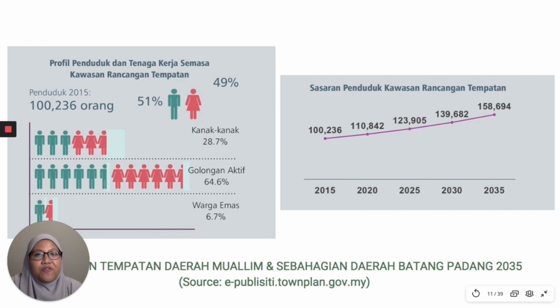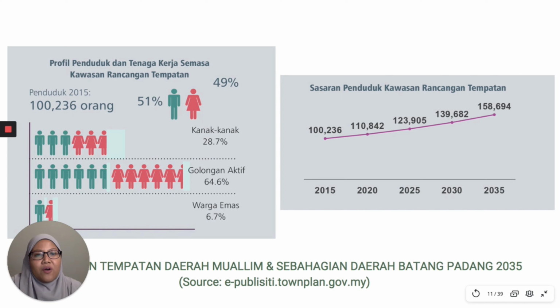So it shows the profile of the residents and the breakdown of the distribution between gender, male and female, and also between the user groups, children, the active population, and the elderly. So we can see that the highest distribution or percentage goes to the active population at 64.6%, followed by children at 28.7%, and the least demographic group in Tanjung Malim are the elderly population at 6.7%.